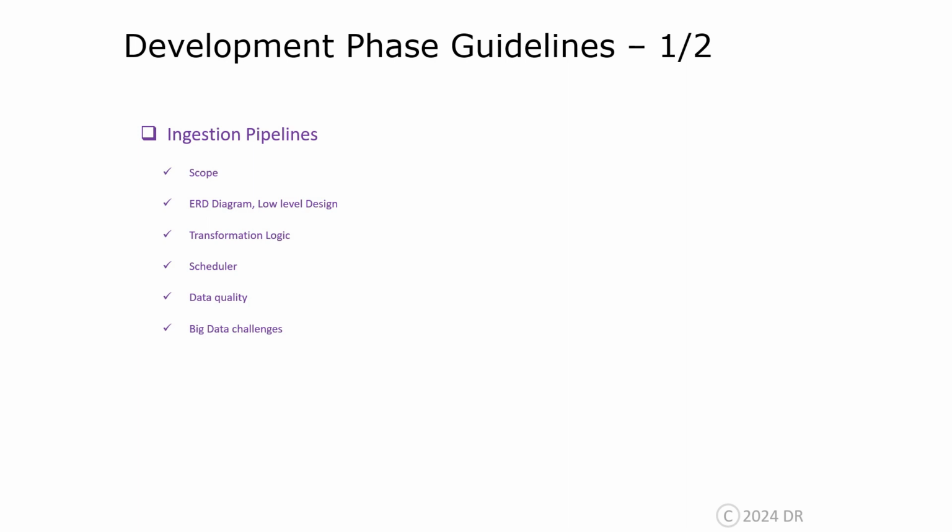So starting with the first one, which is scope. What's the purpose? What exactly are you trying to bring into the CDP? What type of data? For example, you have 20 years of data in the database, but for the CDP, only 10 years is relevant. So you would bring only the last 10 years of data. Those are the conditions that you need to incorporate into your ingestion pipeline.